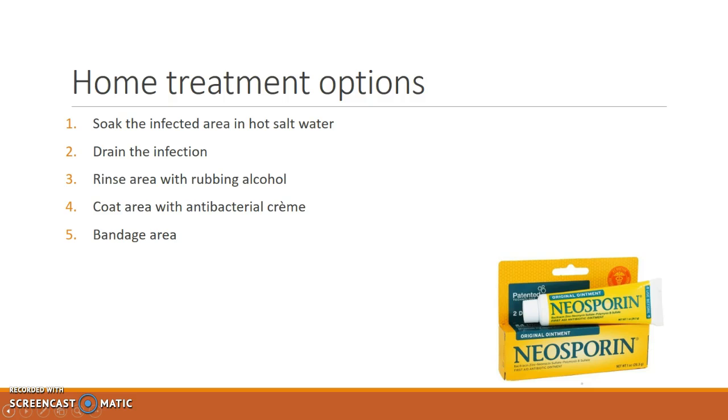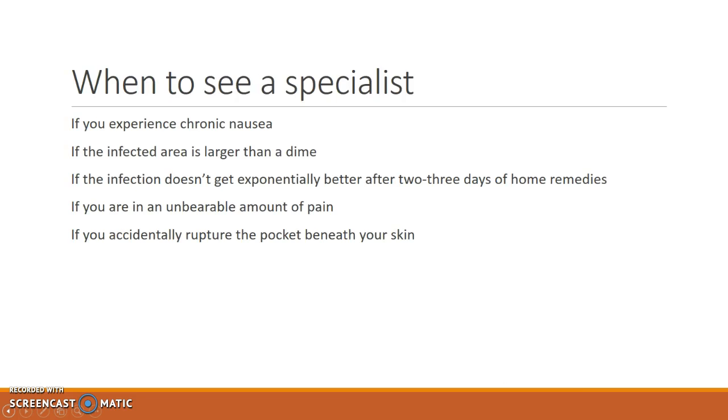Next, once the skin has gotten soft enough from soaking it in the hot water, you can drain it if the pus pocket is visible. Next, you want to rinse the area with rubbing alcohol or hydrogen peroxide to kill any of the surface bacteria. And then you can coat the area with an antibacterial cream for obvious reasons, and then bandage the area to keep any more bacteria from entering the wound.